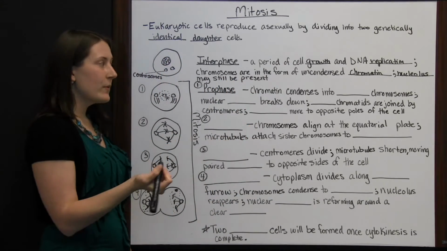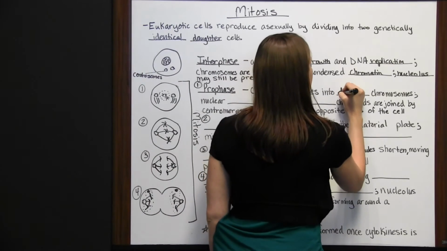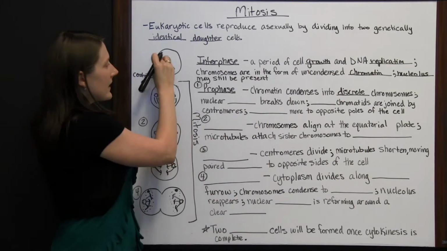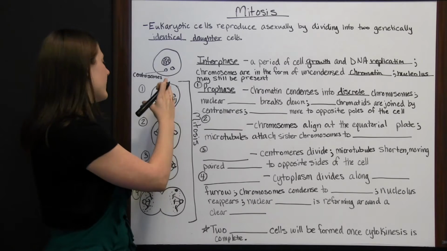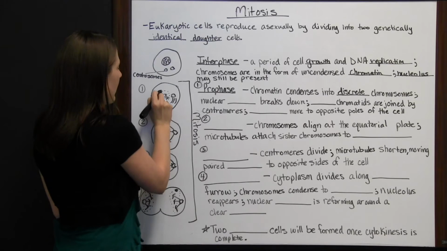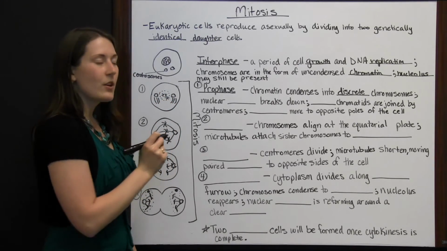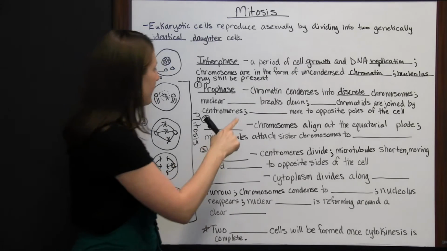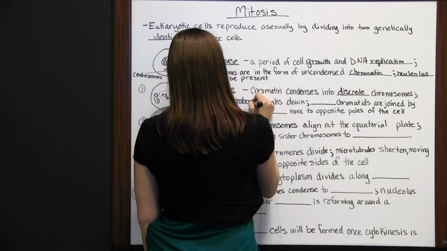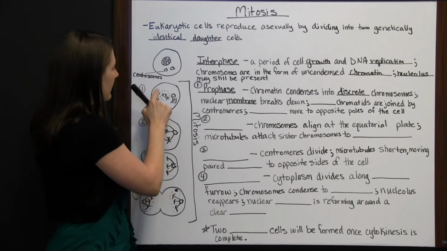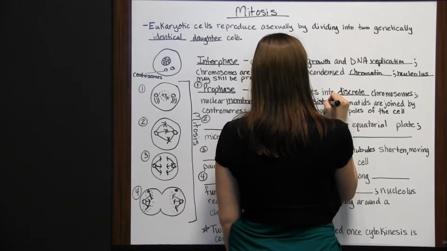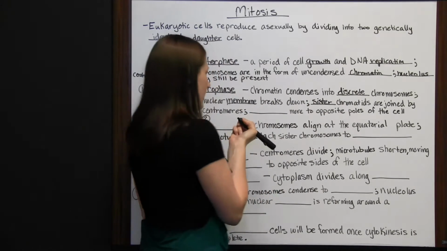In prophase, the chromatin condenses into discrete chromosomes. So remember, we had uncondensed chromatin that the DNA had been turned into. In prophase, it condenses into discrete chromosomes. So instead of a bunch of DNA squiggled up, you've got discrete chromosomes that kind of look like little squiggly X's. The nuclear membrane breaks down. So where we had a complete nuclear membrane here, it starts to break down a little bit. And sister chromatids are joined by centromeres.